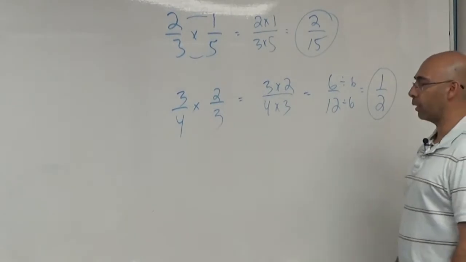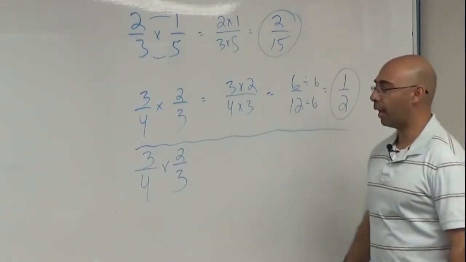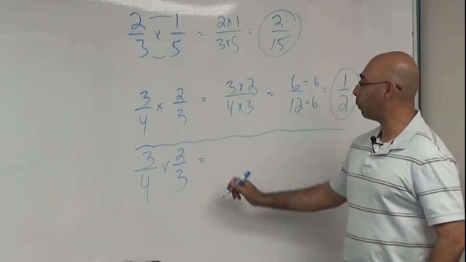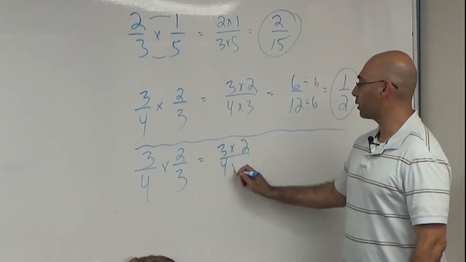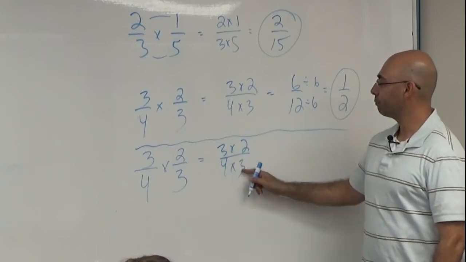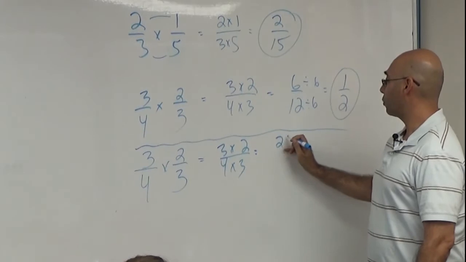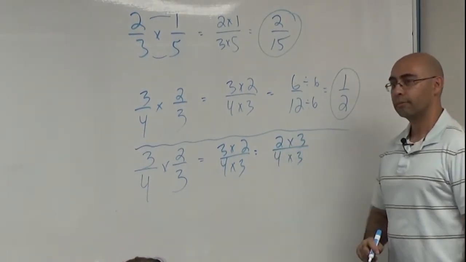I'm going to show you another way. Did you get 1/2 as an answer? If you did not, then you may not have reduced. Now, I look at this problem. I'm going to do what I did up here, 3 times 2 and 4 times 3. Now I take a look at this. I can reduce, well, if I rearrange it, it's like saying 2 times 3 over 4 times 3.